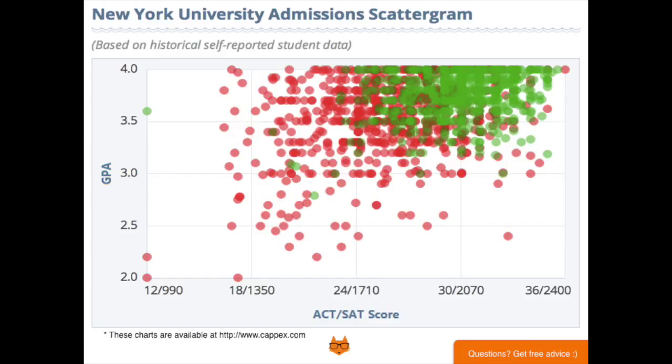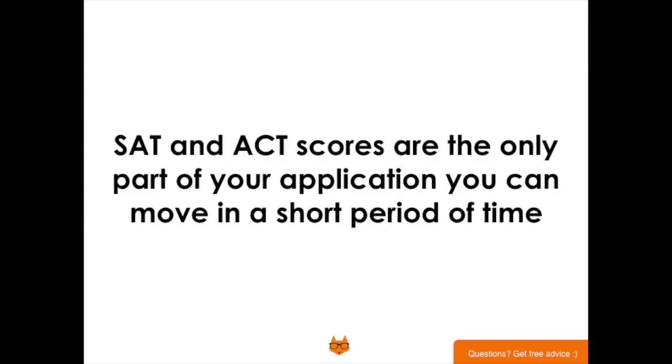I got these charts from a site called capex.com, which I put right in the chat box. Really interesting site, it has a lot of data about schools you might be considering, so always good to get that information out there. I will say though, I want to stress, your SAT scores are the only part of your application you can move in a short period of time.